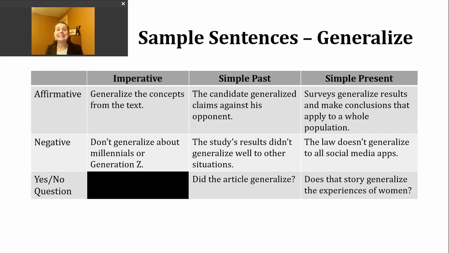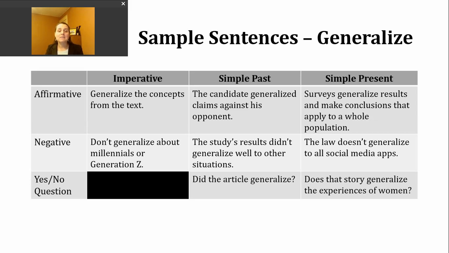If I want to make a negative simple past tense sentence, I'm going to use did not and then the base verb. So here, negative simple past tense sentences don't have the ed form of the verb. Let's look at an example sentence. The study's results didn't generalize well to other situations.